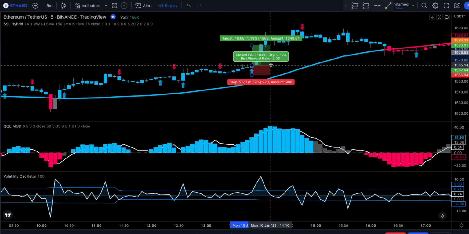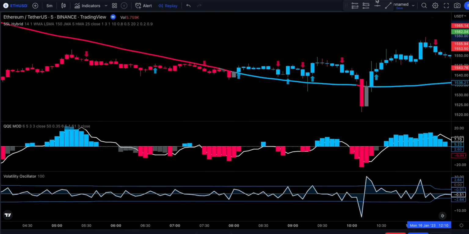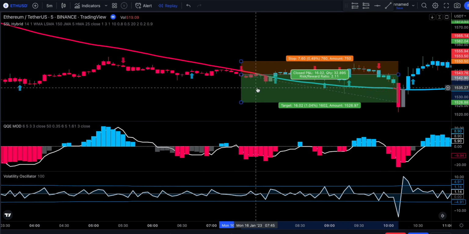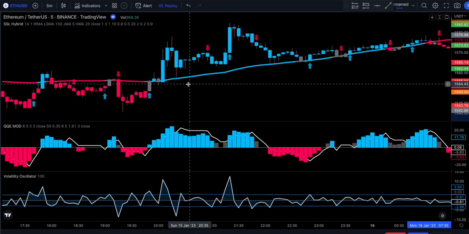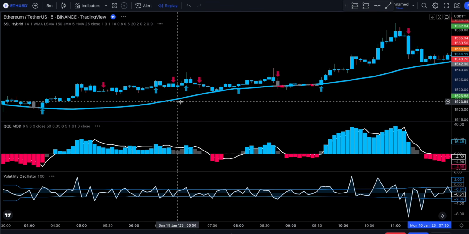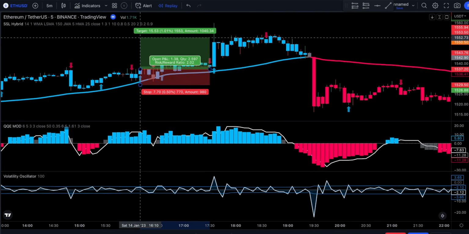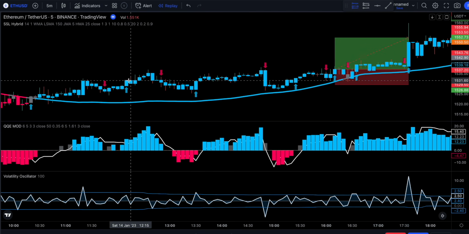Traders, I hope you have understood the rules. Now let's quickly test this strategy on the price of Ethereum. Pay close attention to these trades. It's worth mentioning that this algorithm works on shorter time frames. It is suitable for trading cryptocurrencies, stocks, and Forex.